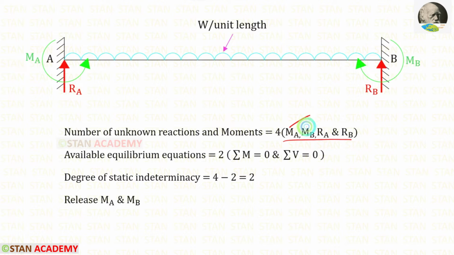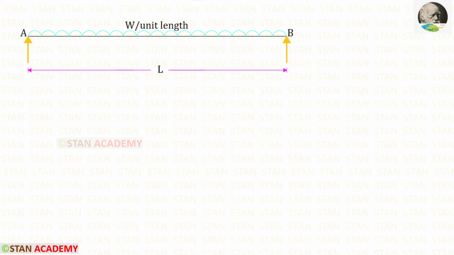Let us remove MA and MB. When we remove MA and MB, this beam will become a simply supported beam. You can see that I have converted the fixed beam into a simply supported beam. Now we have to draw the bending moment diagram for this beam.